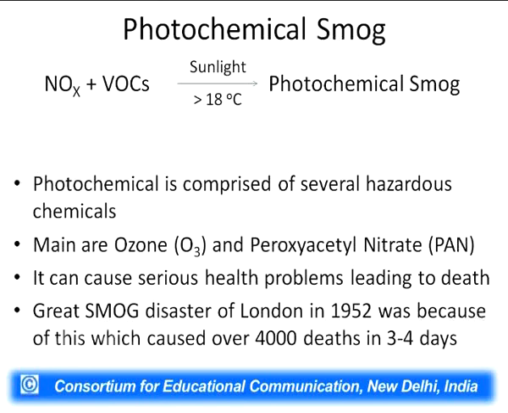In fact, photochemical smog is comprised of several, maybe tens of, hazardous chemicals, but the main pollutants are ozone and peroxyacetyl nitrate, also known as PAN. These two, especially O3 and PAN, are serious health hazards. They can cause serious health effects which can ultimately lead to death. If you recall, the 1952 great smog disaster in London, which caused over 4,000 deaths in just 3 to 4 days, was caused by this photochemical smog.